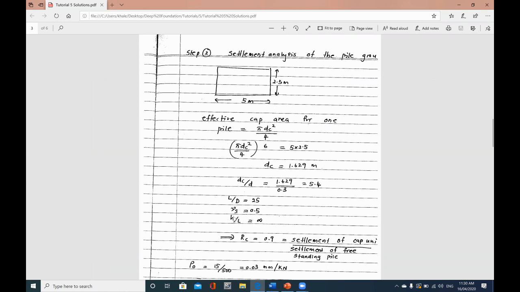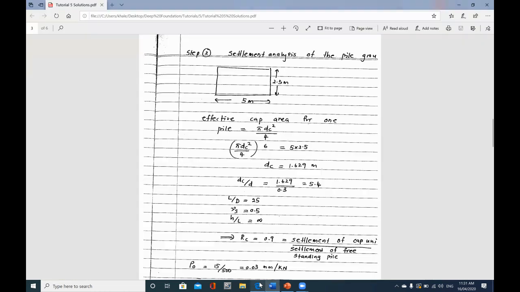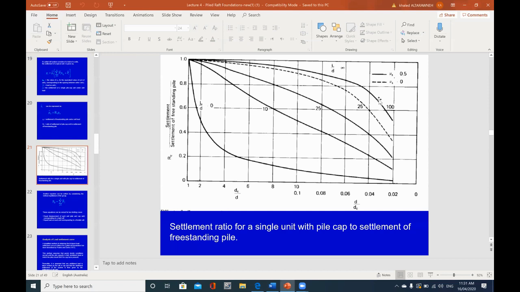The H is the distance between the ground and the rigid stratum, and we have been given here that the rigid stratum lies far below the base of the pile. So if you see a statement like this one here, far below the base of the pile, we need to assume that it's toward infinity. So H over L ratio is infinity. So if we consider H over L ratio as infinity, then that will give us the value of the Poisson ratio. We need to use the 0.5, which is the solid line.